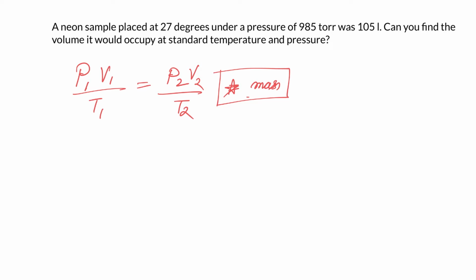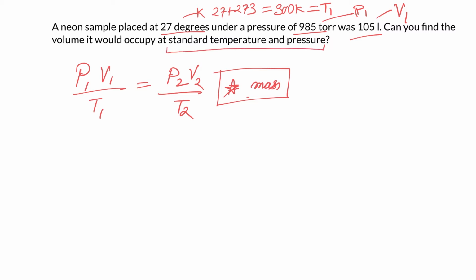So a neon sample placed at 27 degrees, remember, now you have to convert everything into Kelvin. So that is 27 plus 273, which is 300 Kelvin. That is our T1. 985 torr, that's our P1. 105 liters, that's our V1. Pretty simple, right? Can you find the volume it would occupy at standard temperature and pressure? Now, this is where things get really interesting. What's standard temperature and pressure?